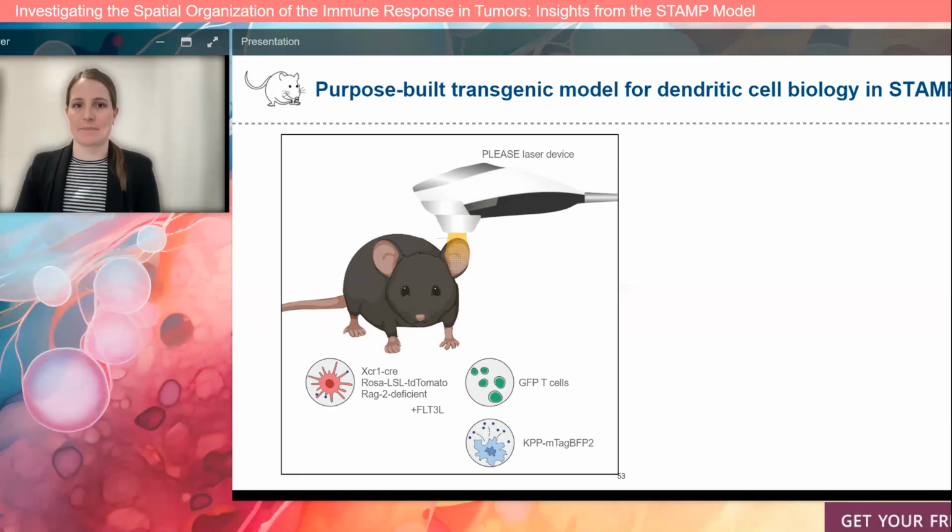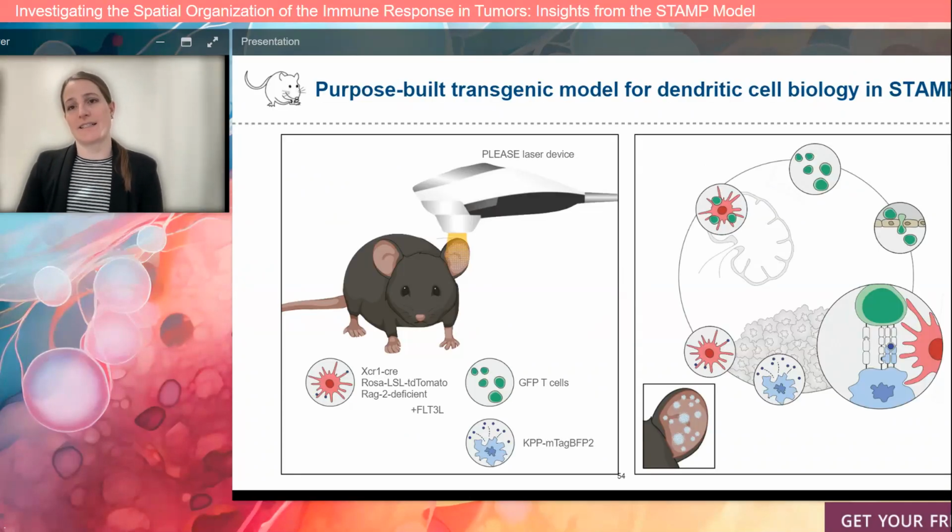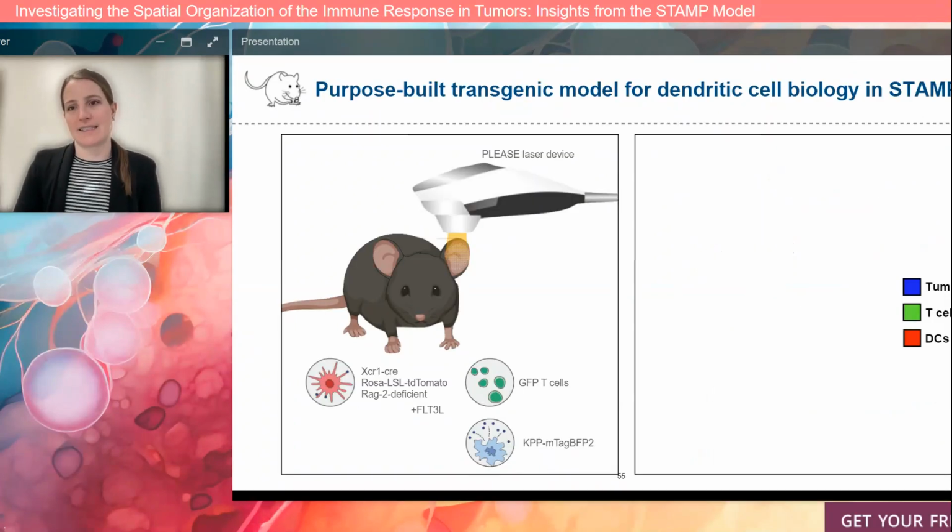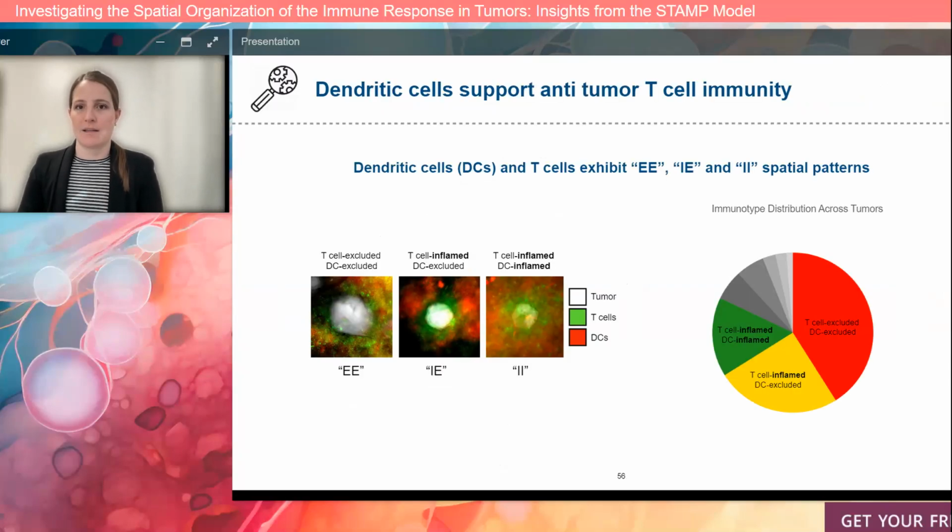And so in this mouse model, we're able to look at dendritic cells labeled with tdTomato, T cells labeled with GFP, and our cancer cells expressing BFP. And this is an example of that data. Oh, I apologize, the movie's not showing. But through this, we can very precisely localize these different cell types to study their function in tumors.